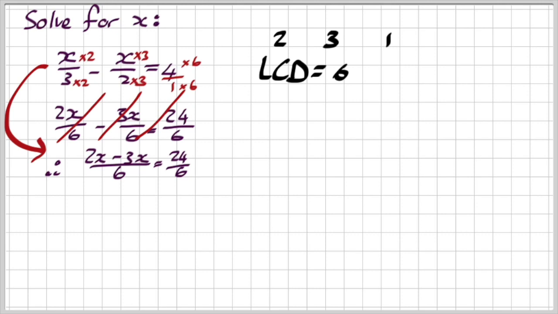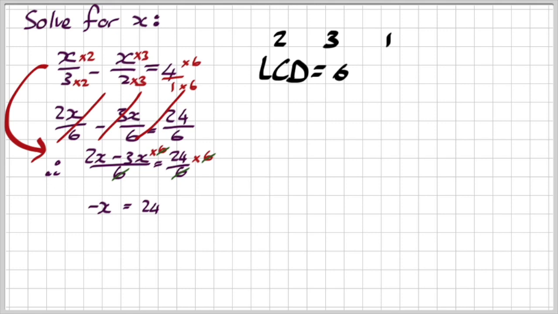What is the inverse operation of divide by 6? Well, multiply by 6. So I'm going to multiply by 6 on both sides. Why? Because then the denominators go away. So in other words, I'm sitting on the left with negative x, because 2x minus 3x is negative x. On the right-hand side, I'm sitting with 24.